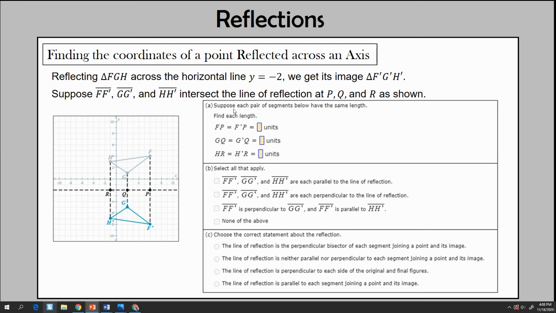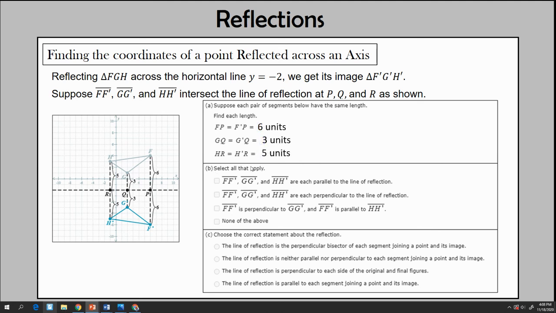So the first question says, suppose each pair of lengths below have the same length. Find each length. All right, so they're asking us to find the length of the point to the line of reflection and then the line of reflection to the other point, to the image. So what you've got to do is count this up, right? Well, I'll just show you. F to P is 6. That's F to the line of reflection. Line of reflection to F prime is 6. G to the line of reflection is 3. Q to G prime is 3. H to R is 5. R to H prime is 5. So we know we always count the same distance to and away. So we can put those answers in here.